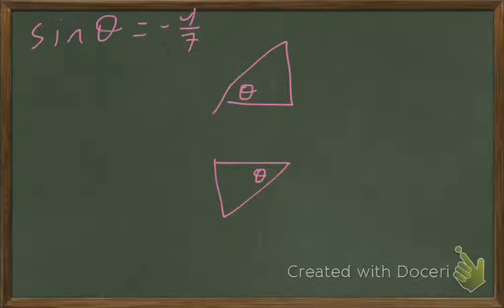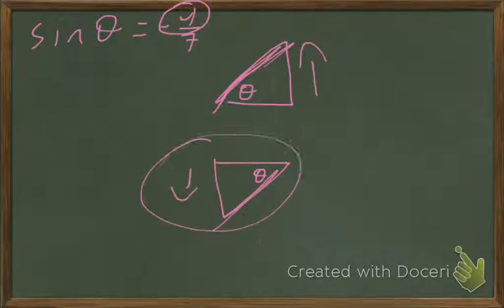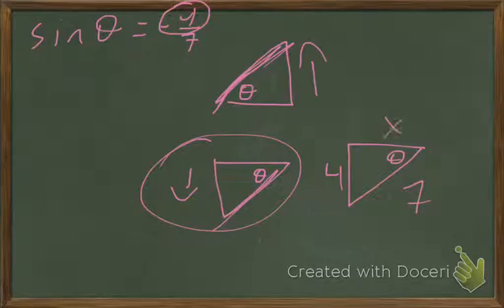Now we have sine of theta being negative 4 over 7. Okay? Our hypotenuse is running positive. So that means our opposite side has to be going negative. Well, this one is going up, that's positive. This one's going down, so that's negative. We need to use this triangle. So, here's theta. We know that the hypotenuse is 7. This is 4. We need to figure out this guy.